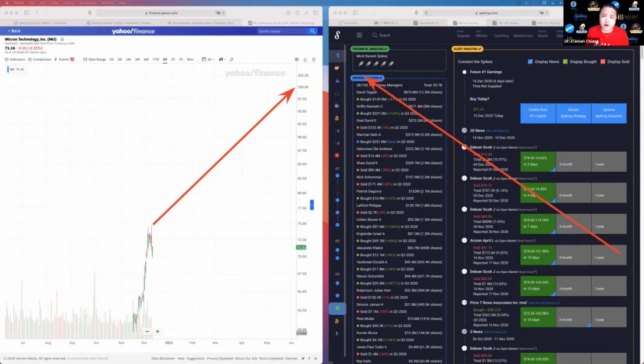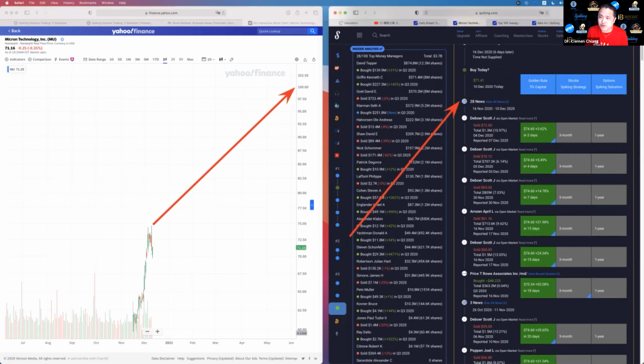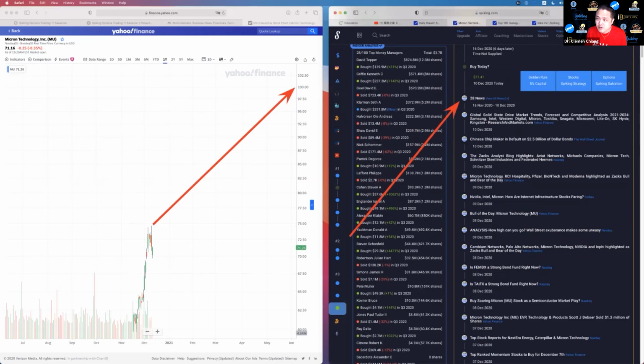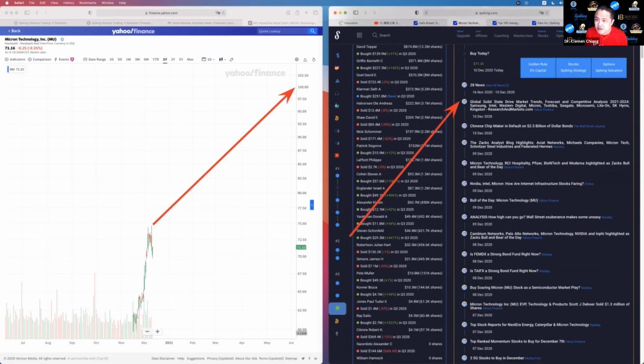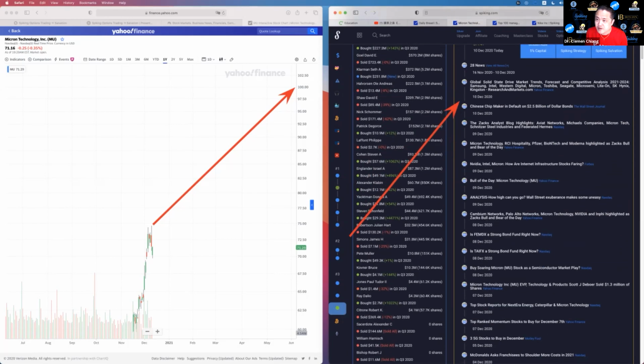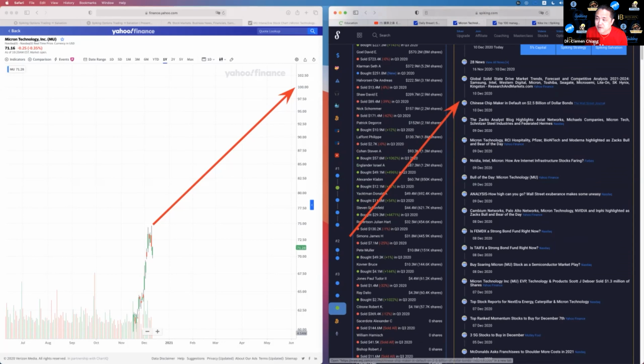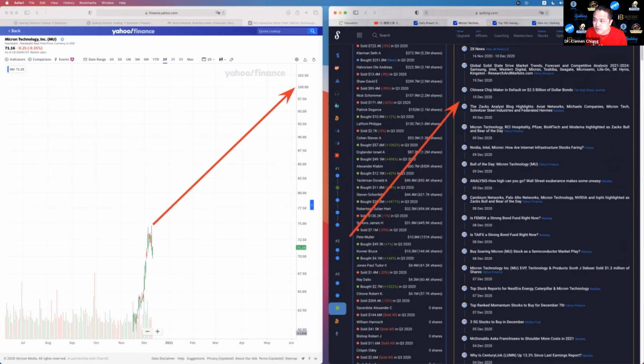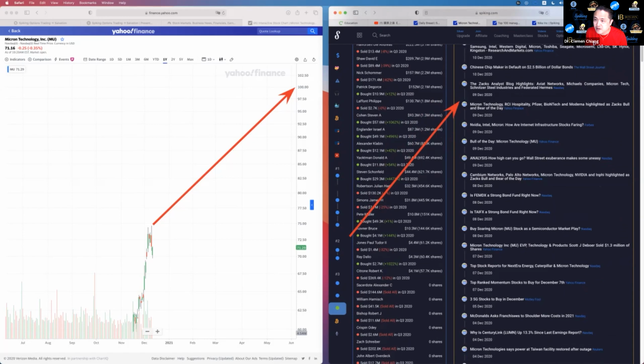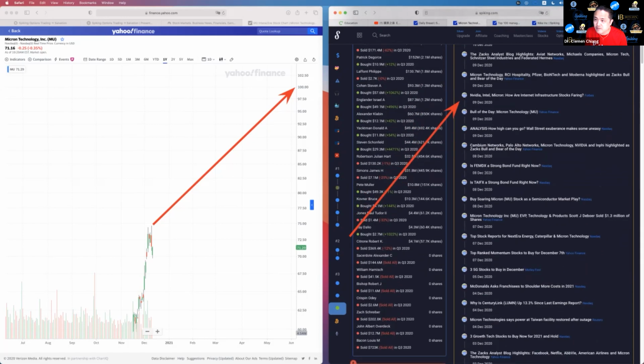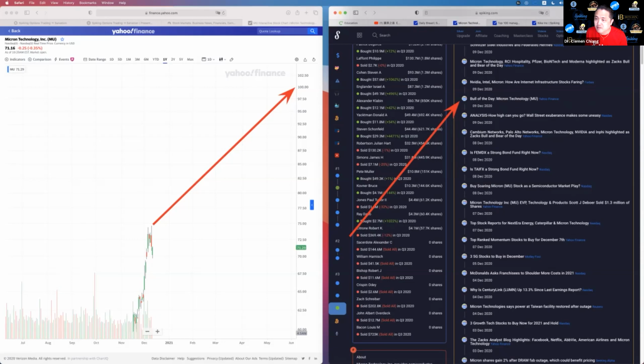The last thing to perform is the alert analysis. Here we go. Point an arrow right here, and we start the process. 28 news. So just by reading like this: global solid state drive market trends. Chinese chipmaker in default of $2.5 million bonds. Nothing to do with our Micron. All right. And just have a quick look. Bull of the day, Micron. 9th of December, yesterday. Why? Click.